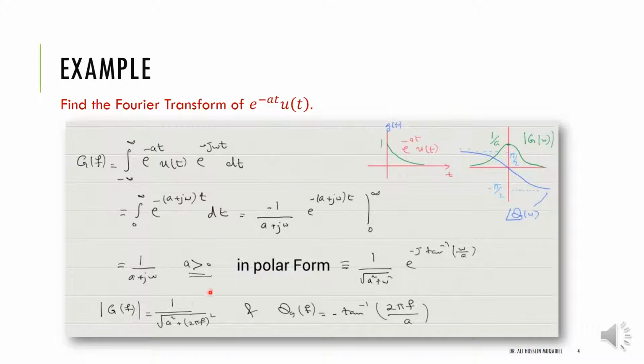Okay, so the magnitude is this and the phase is that. We can write in complex form, polar form, or separate form. If you want to sketch the signal itself, here is how it looks. It's a dying exponential, and because it's multiplied by u of t, it starts at 0. Now the spectrum itself is a complex function.